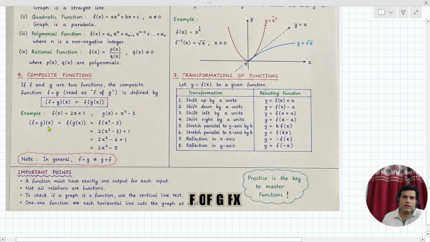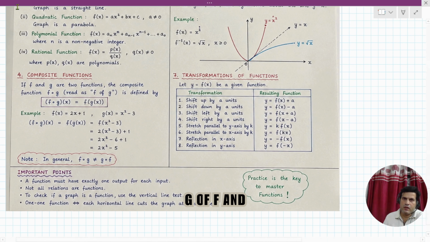So for f of g, we put the g(x) value in place of x in f(x). So f(g(x)) is, in place of x in 2x plus 1, x squared minus 3. So it will be 2(x squared minus 3) plus 1. We will calculate this after that. Note, in general f of g is not equal to g of f.